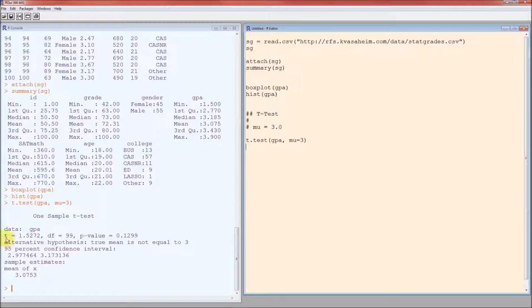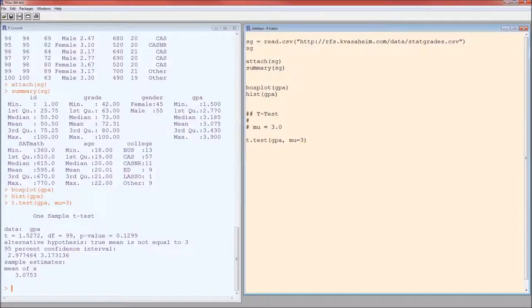In this case, the test statistic is a t, the value is 1.5272, the degrees of freedom is n minus 1, 100 minus 1 is 99, and it's minus 1 because it's a one sample test. The corresponding p-value is 0.1299. We fail to reject the null hypothesis. Assuming, of course, that the t-test is an appropriate test in this case. The 95% confidence interval for the average GPA in the population is 2.977 to 3.173. In this sample, the mean GPA is 3.0753. Again, we're using the sample to draw conclusions about the population. This confidence interval is a confidence interval for the mean of the population.